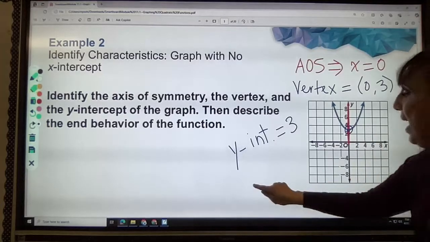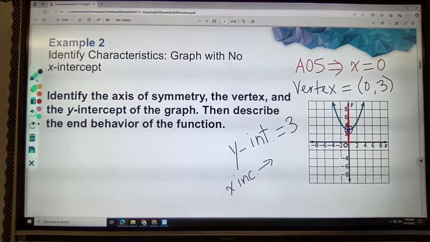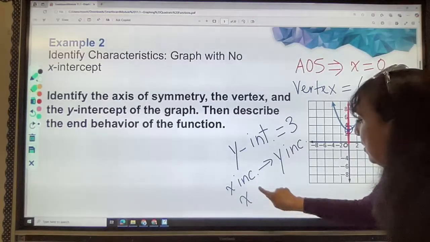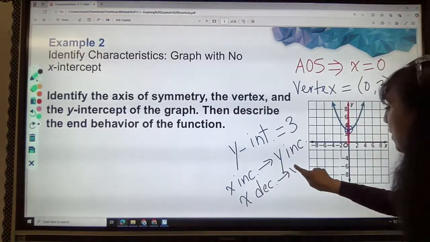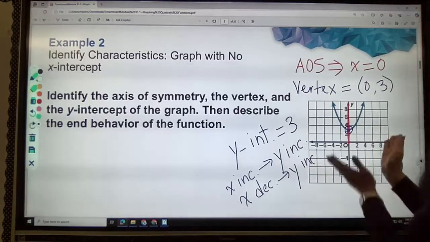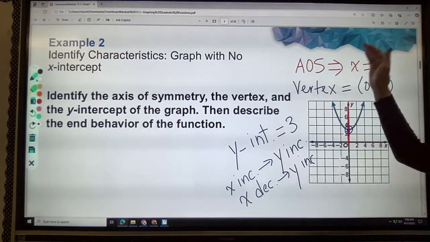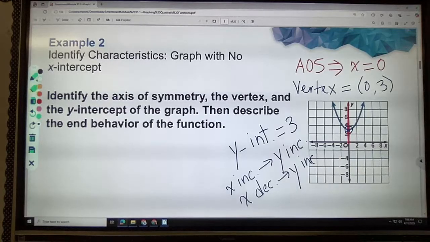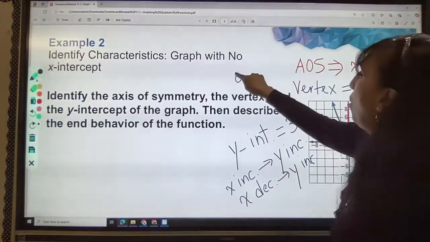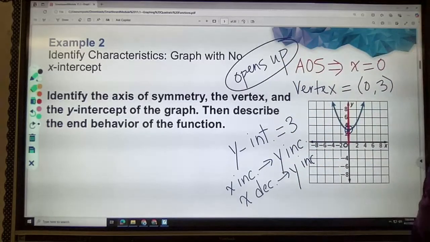And then I'm looking at the end behavior. As x increases, what happens to y? Y also increases. As x decreases, y is also increasing. It doesn't matter, because both ways it's going to go up. If x is increasing, y is increasing. If x is decreasing, y is still increasing, because the parabola is opening up. So that is why we have this end behavior.